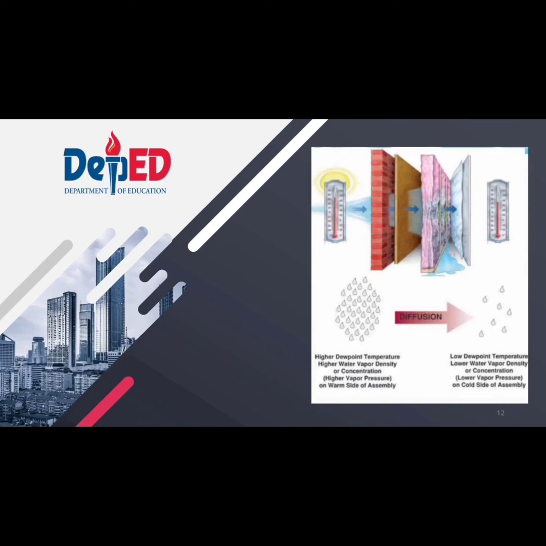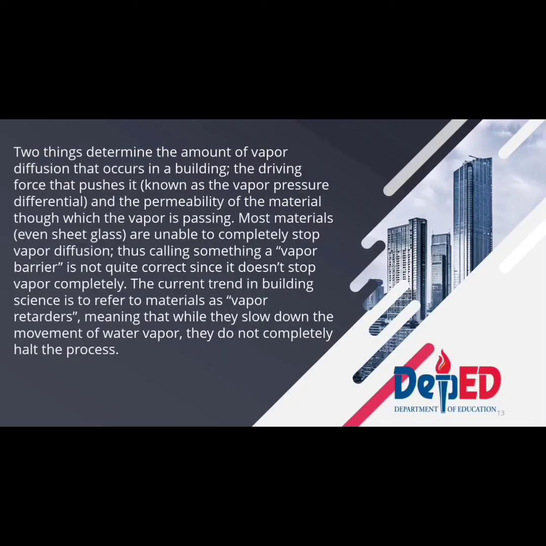So this is the diagram of how diffusion works, from higher dew point temperature to low dew point temperature, where condensation occurs. Two things determine the amount of vapor diffusion that occurs in a building. Number one, the driving force that pushes it, known as the vapor pressure differential, and number two, the permeability of the material through which the vapor is passing.